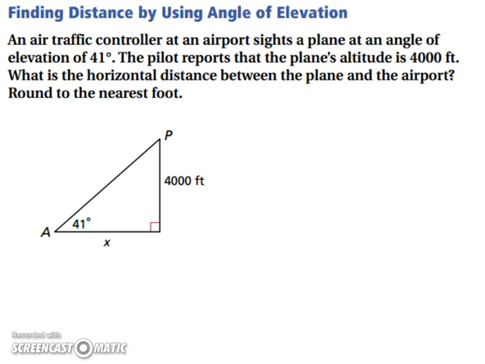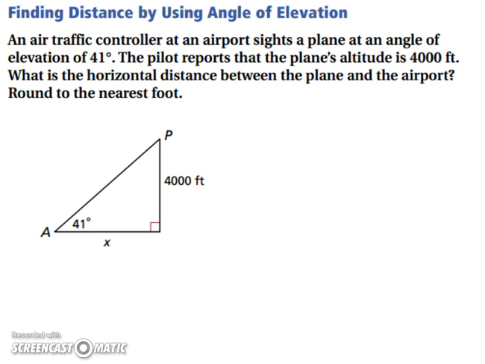Finding distance by using angle of elevation. An air traffic controller at an airport sights a plane at an angle of elevation of 41 degrees. The pilot reports that the plane's altitude is 4,000 feet. What is the horizontal distance between the plane and the airport? Round to the nearest foot. Take a moment and draw this diagram below.